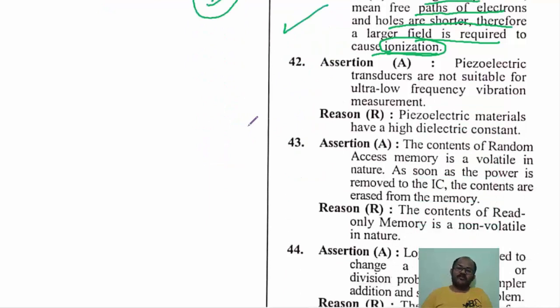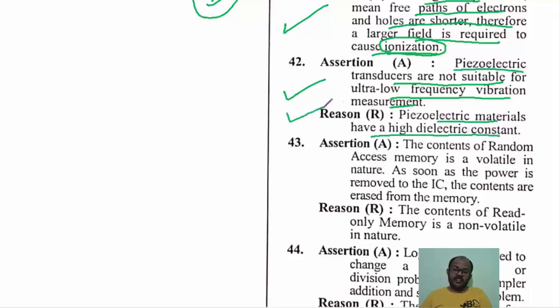42nd question is based on piezoelectric effect. What is the assertion they are telling is piezoelectric transducers are not suitable for ultra low frequency vibration measurement. This statement is true. But what is the reason they are specifying? Piezoelectric materials have a high dielectric constant. This statement is true. So I need to opt for A.